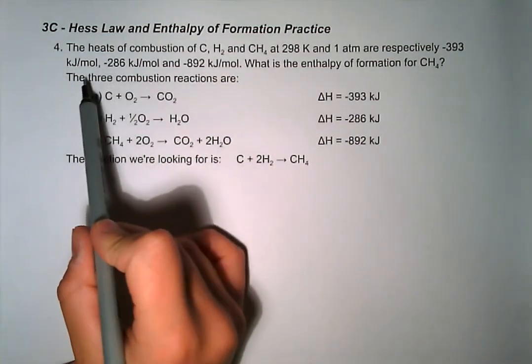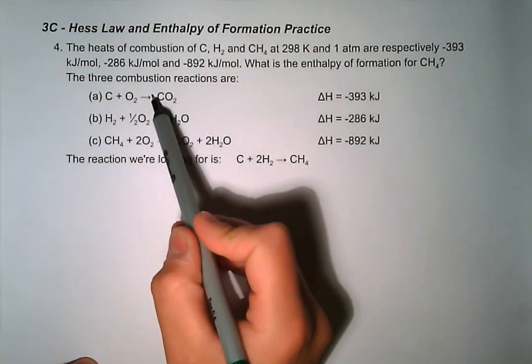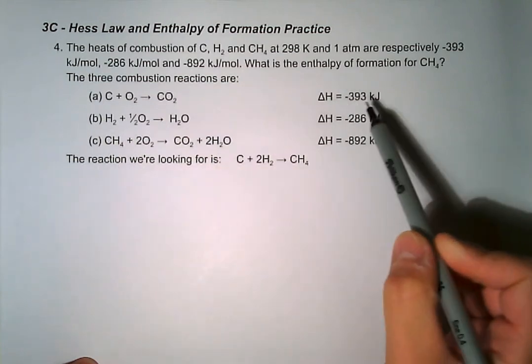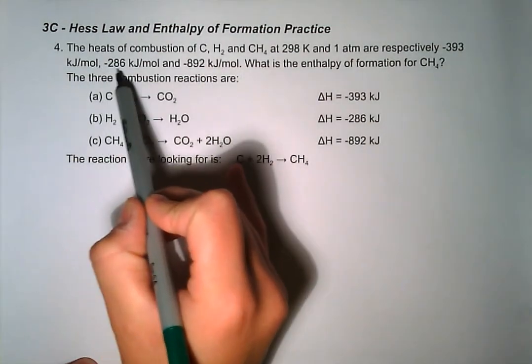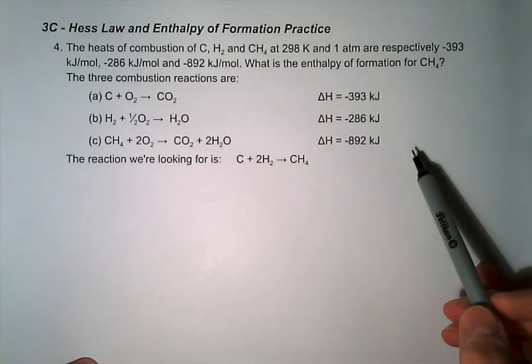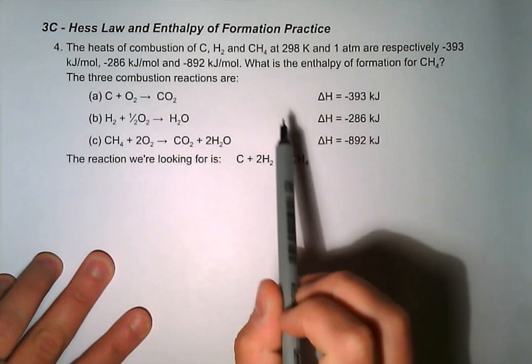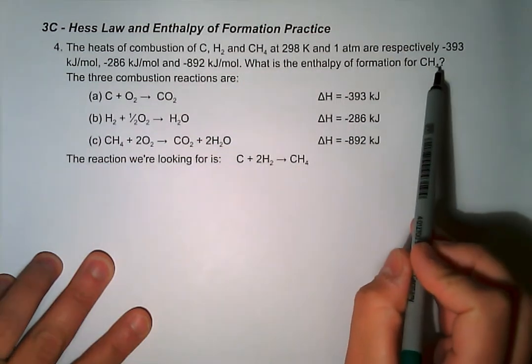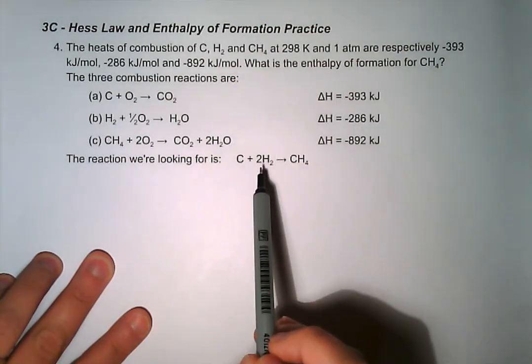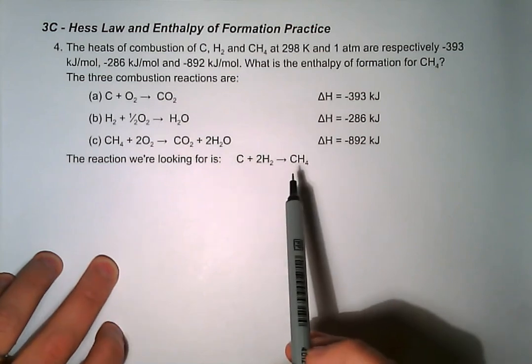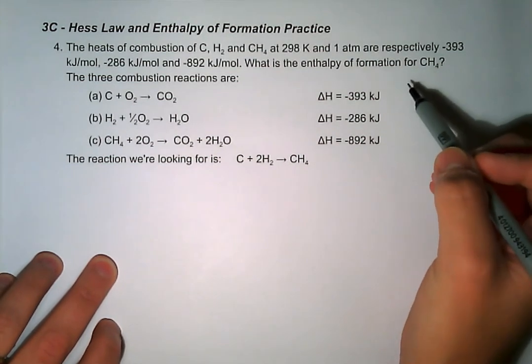And then it tells us that the three combustion reactions are these three reactions, and it also rewrites these values for us in a table format to make it a little easier to look at. And then it's saying the reaction that we're looking for, the enthalpy of formation reaction for CH4, is C plus 2H2 gives us CH4, which would be the formation of CH4.